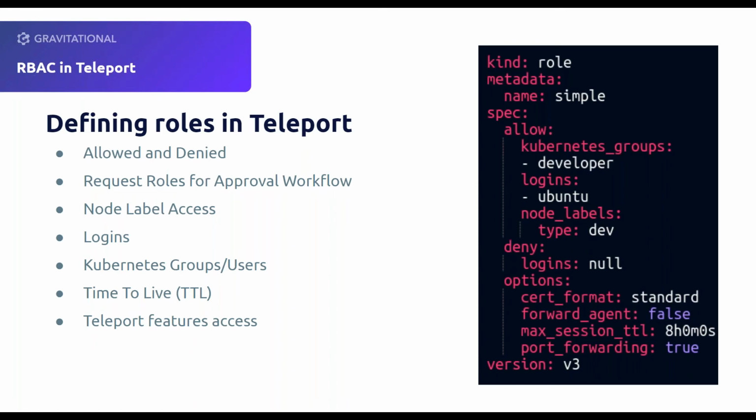And first we're going to start with a very simple role, literally named simple role. In this case, I'm saying a user can get into the developer Kubernetes groups. They can log in with Ubuntu, and I'm saying if they have a node that has a label type of dev, they can see that. And some other options like is port forwarding on. So this is a very simple role definition, and it'll get you access.